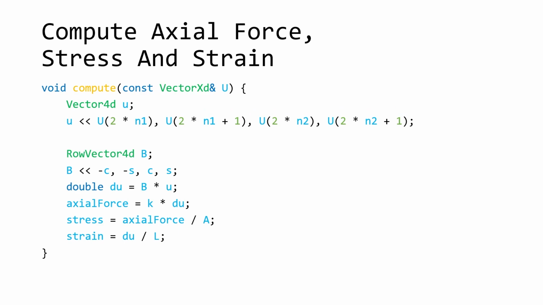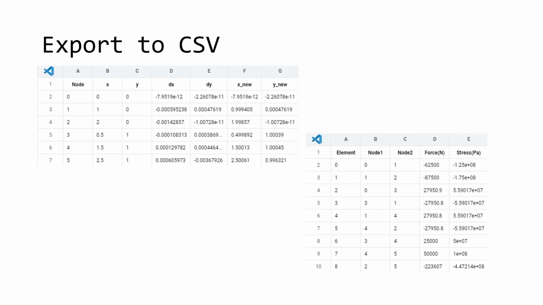With the displacement vector U, we can compute the deformation of each element. Using this deformation, we calculate axial force, stress, and strength using the equations shown in the slide. The program exports node displacements and element results into CSV files, which can then be used for visualization, such as deformation diagrams and stress distributions.